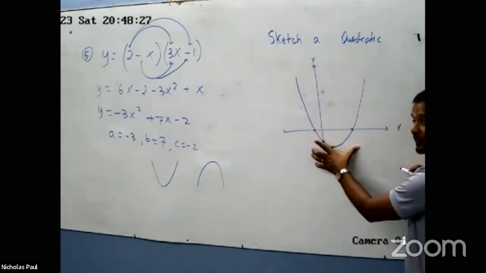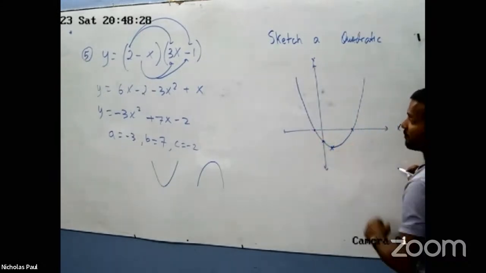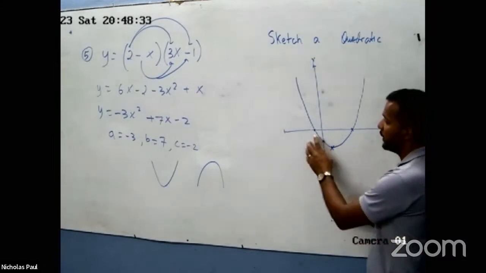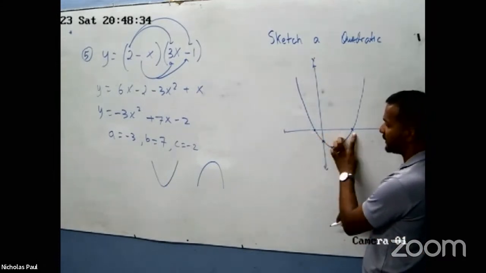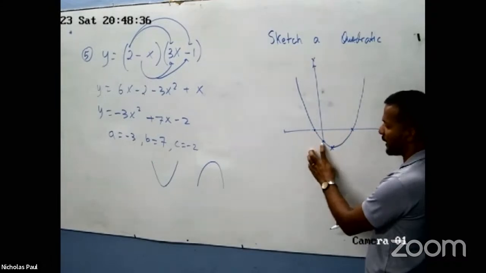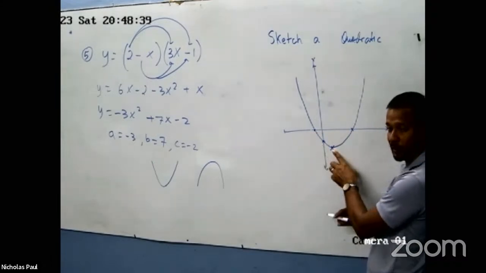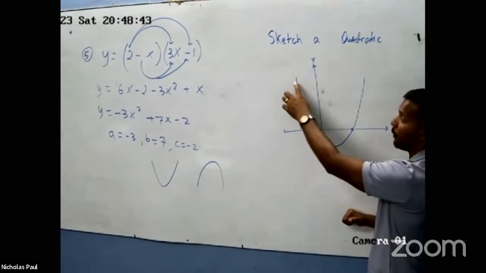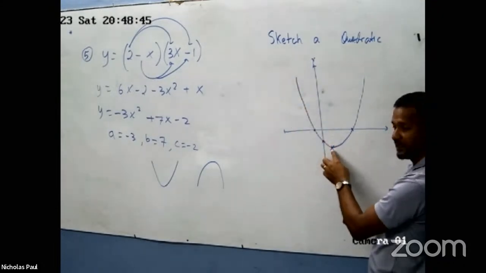Right? So this is a possible shape of a quadratic. And it has four main points. It has where it cuts the x-axis, where it cuts the y-axis, and this special point called the turning point. You'll see why it's called a turning point. It went from decreasing, and it turns to increasing.